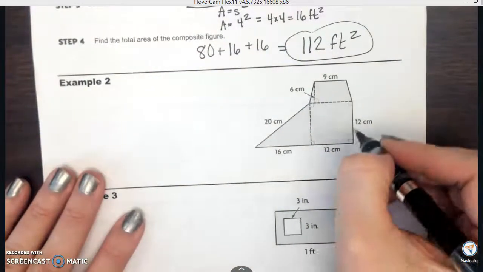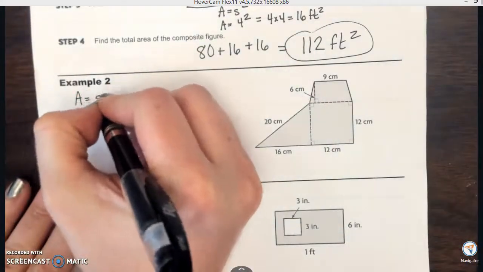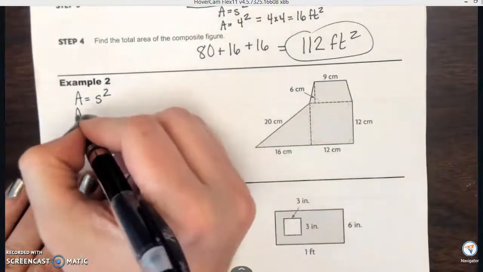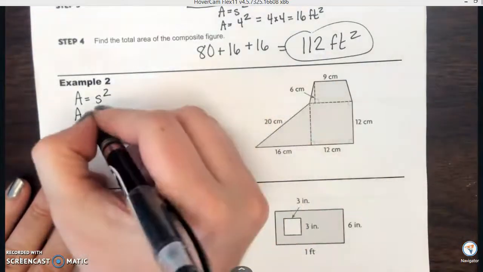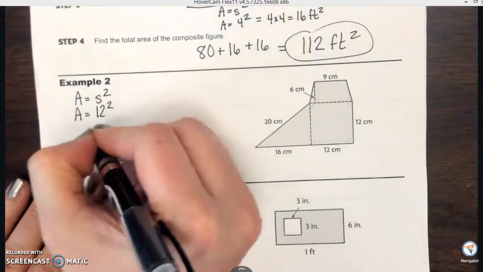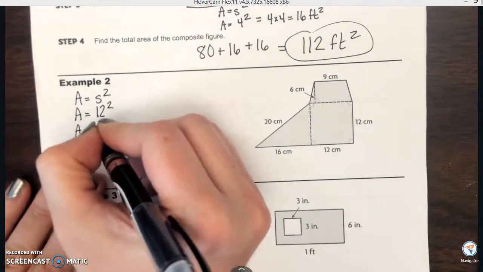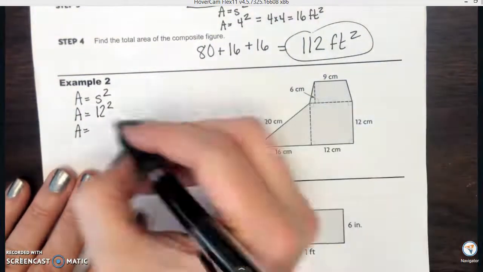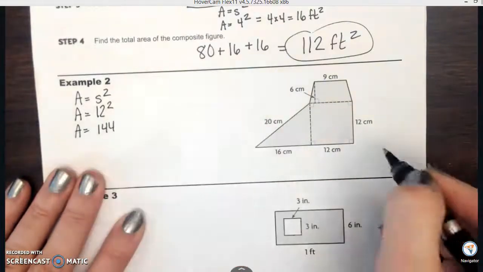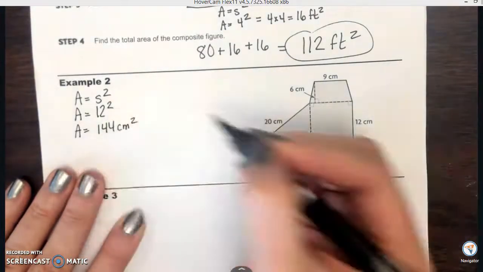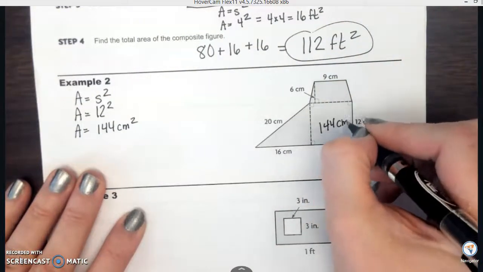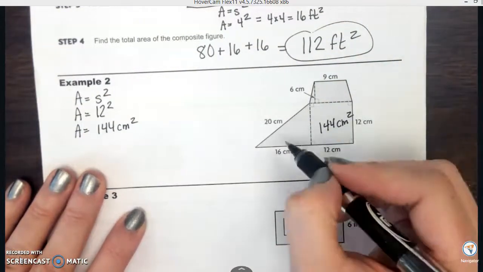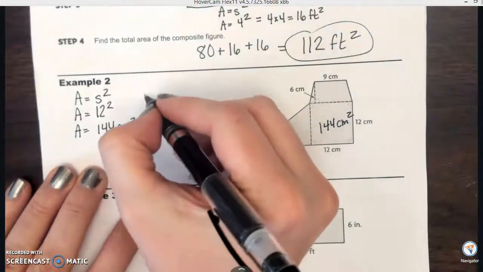So for the square, area equals s squared. The s is for the sides. See how both sides are 12? So we say 12 squared. That would give me an area of 12 times 12 is 144, and that is centimeters squared. So that takes care of this. This is 144 centimeters squared. Alright, so then I'm going to go ahead and go to the triangle.